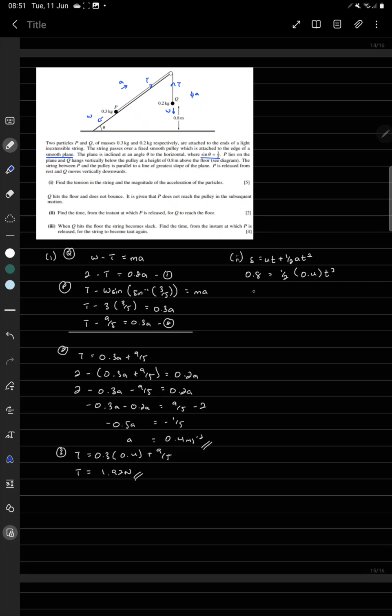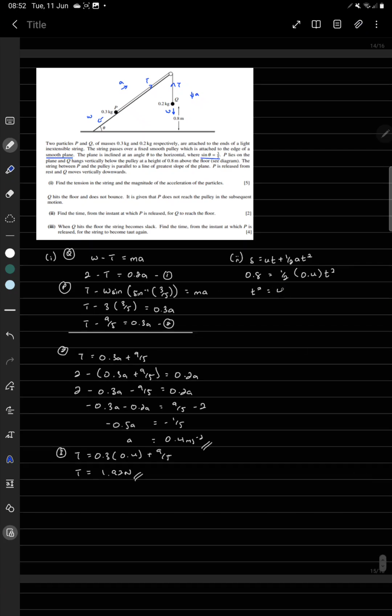So then let's bring everything to the other side. We have t squared equals 4, and then t equals plus minus 2, and since we're dealing with time, definitely we're going to take the positive 2 seconds. Okay, and that's your answer for part 2. Now let's move on to part 3. When Q hits the floor, the string becomes slack. Find the time from the instant that P is released for the string to become taut again.